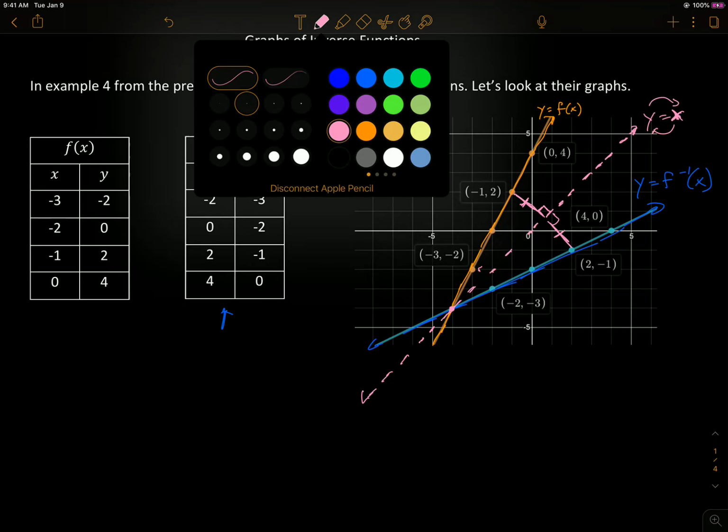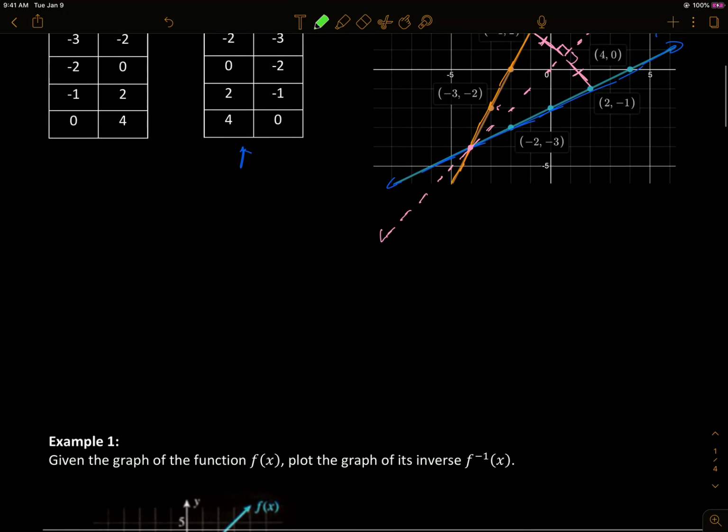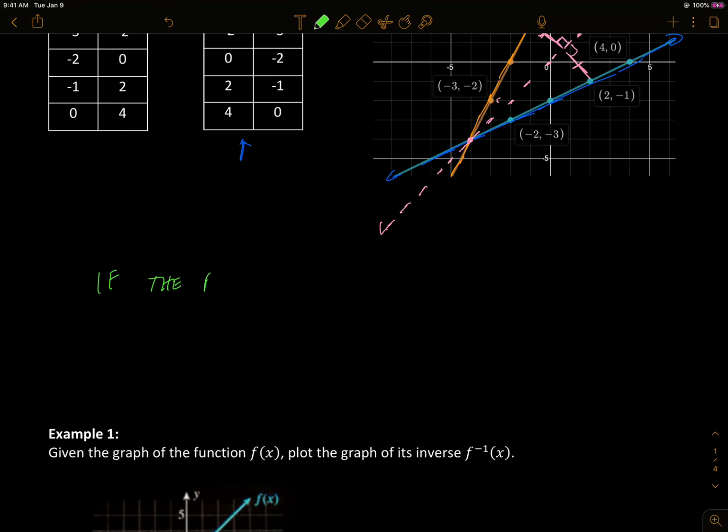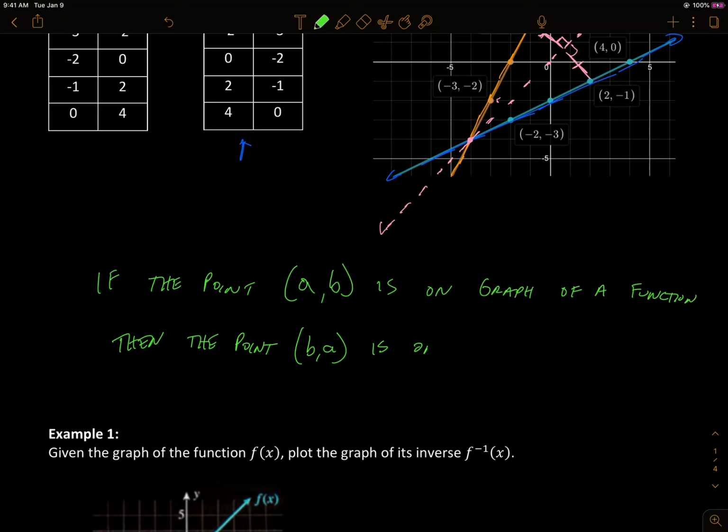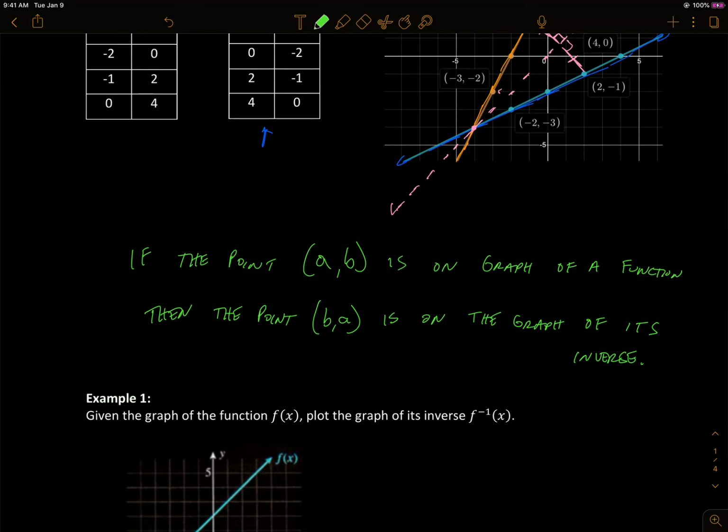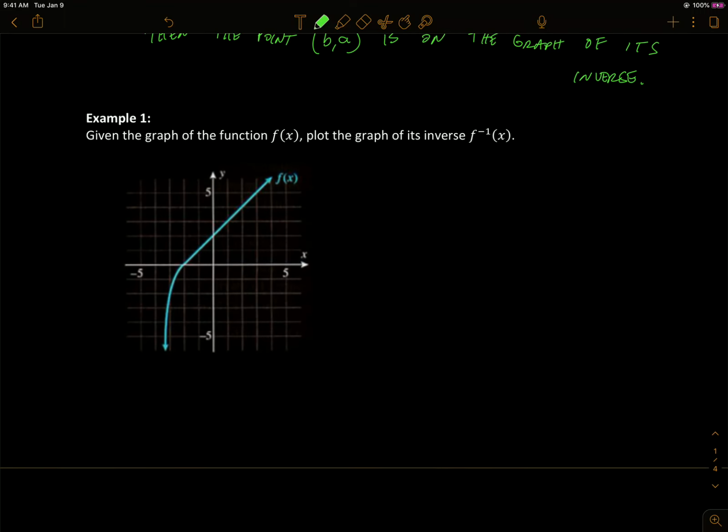All right. So, in general, what I want to say here is, if the point (a, b) is on the graph of a function, then the point (b, a) is on the graph of its inverse. And that really jives with our definition of what an inverse is. You switch the domain and range, or switch the x and the y.